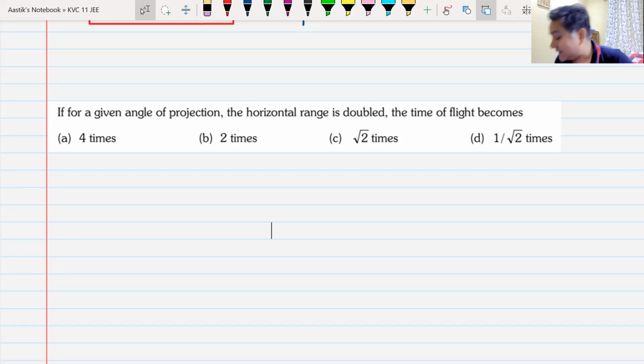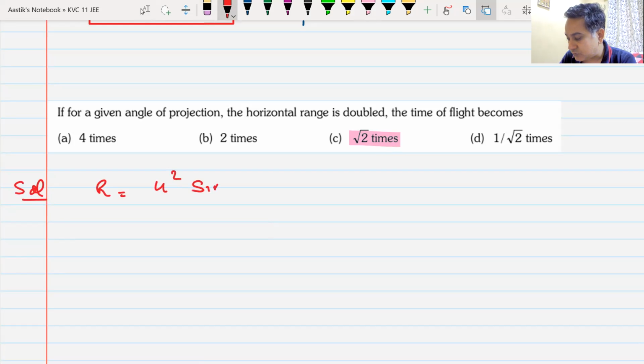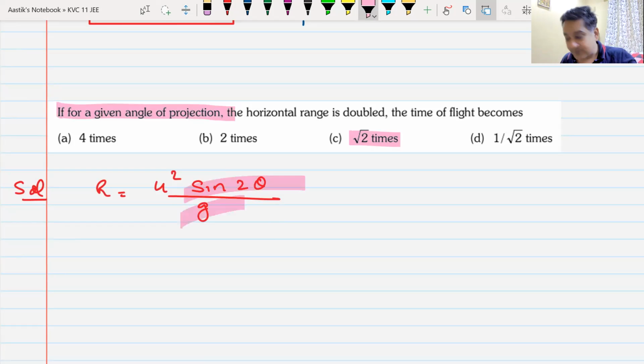Yes. Sir, answer C. Answer C is correct, sir. How did you get this answer, sir? It is pretty simple. If I write range, I will use this formula for range so that I can make my point quicker. Range is u square sine 2 theta by g. For a given angle of projection, this is the same. g always remains the same. So basically, I can write that range is proportional to u square.